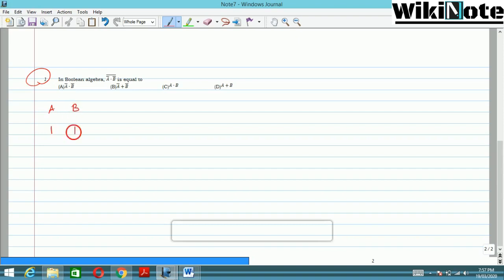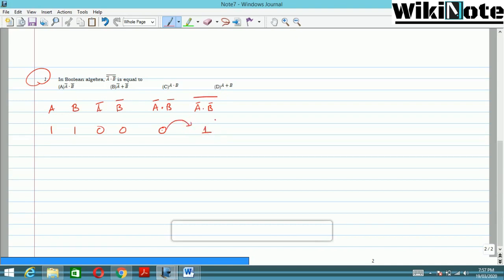So suppose we have considered both inputs as 1, 1, and suppose A bar dot B bar. First take down A's complement as 0, B's complement will be 0. Now perform A bar dot B bar. So 0 into 0 is going to be again 0, and A bar dot B bar whole complement, so that means its complement is going to be 1.